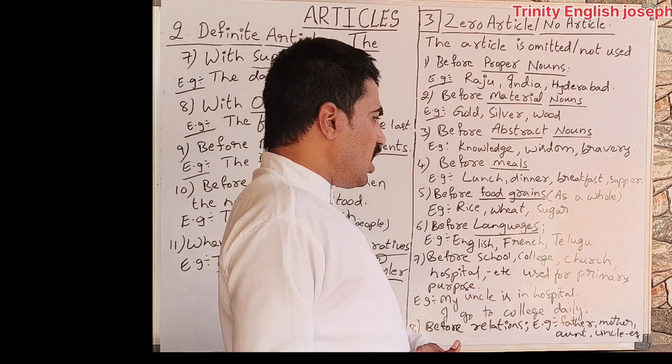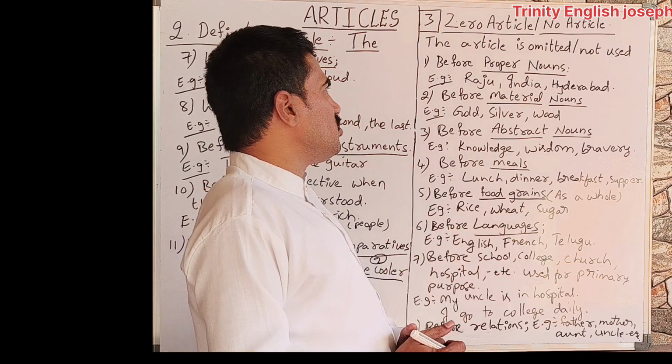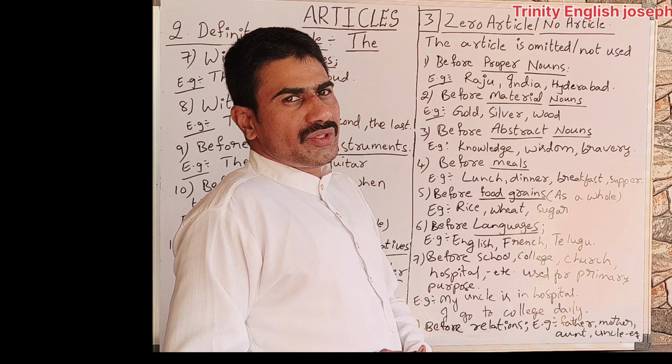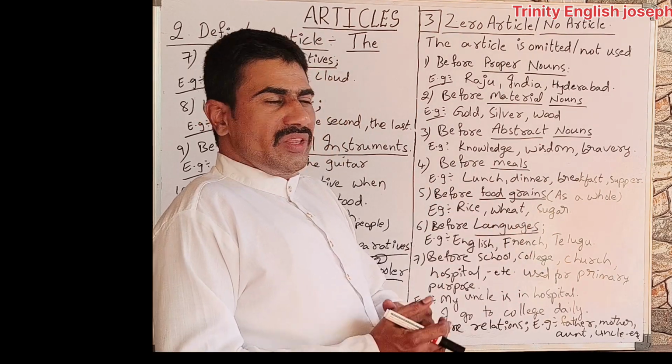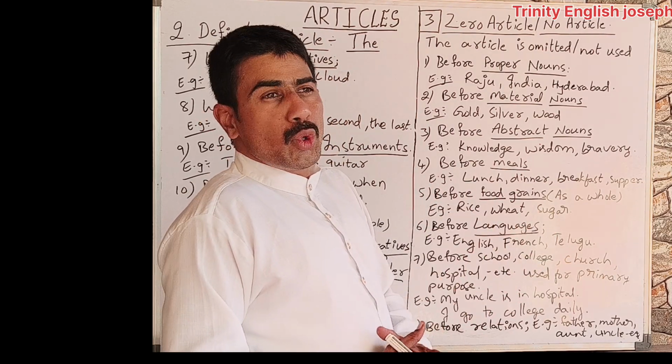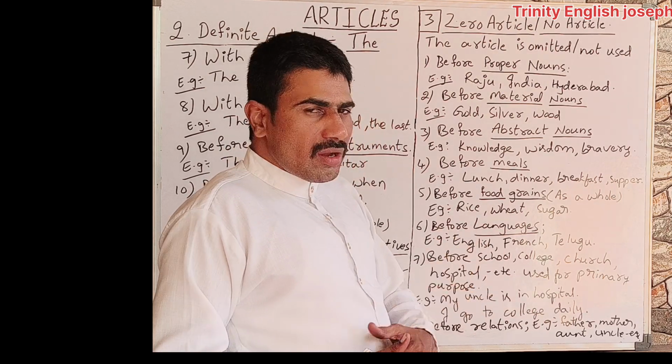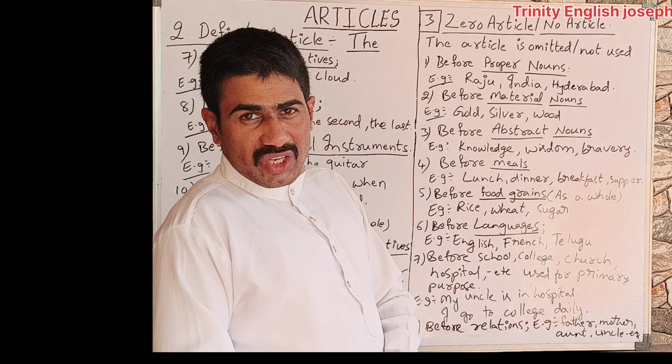And then the last use of the zero article or no article is before relations. When we talk about relationships, there also we generally don't use an article. So father, mother, aunt, uncle, all these are the different relations.